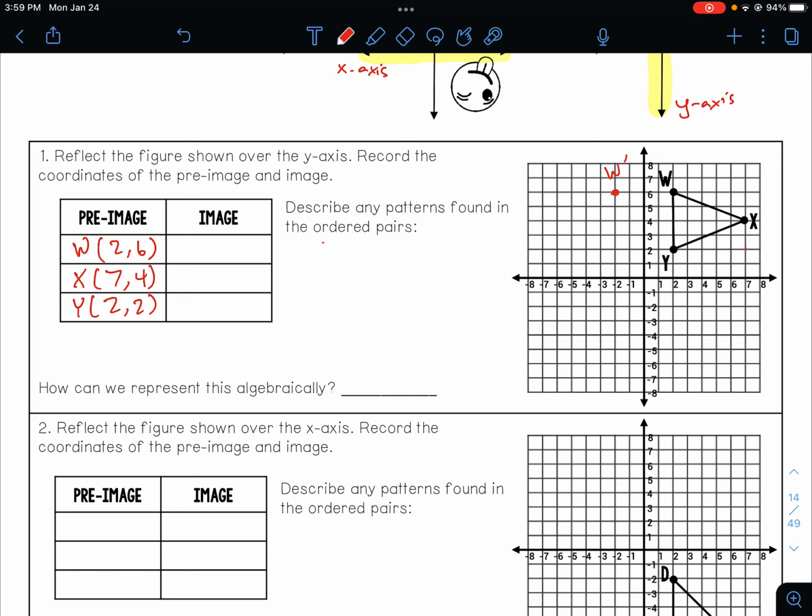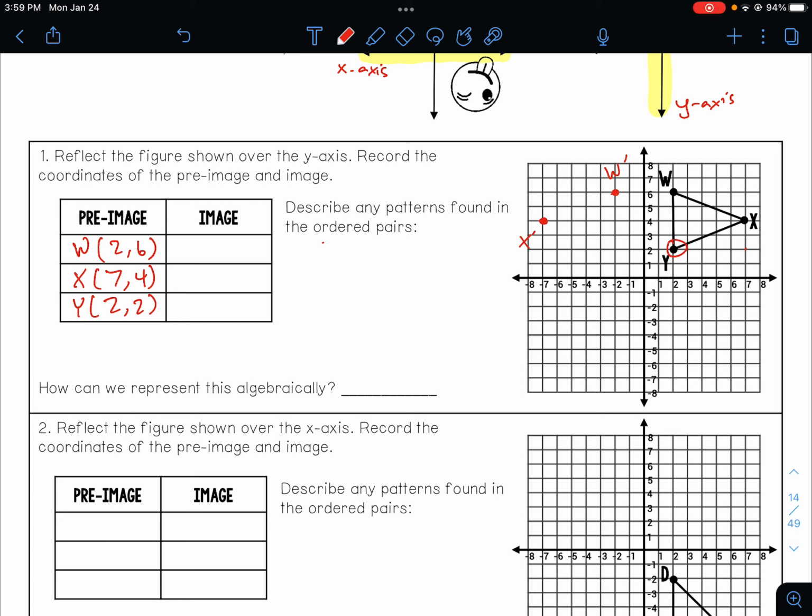Let's look at X. X is 7 units to the right. Well, I'm going to go 7 units to the left, so right over here. And that's going to be X prime. Y over here is 2 units to the right. I'm going to move it 2 units to the left from that line. And that's going to be Y prime. And here's my new image.